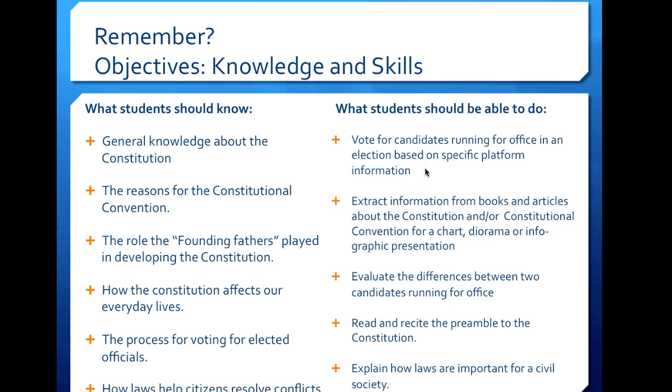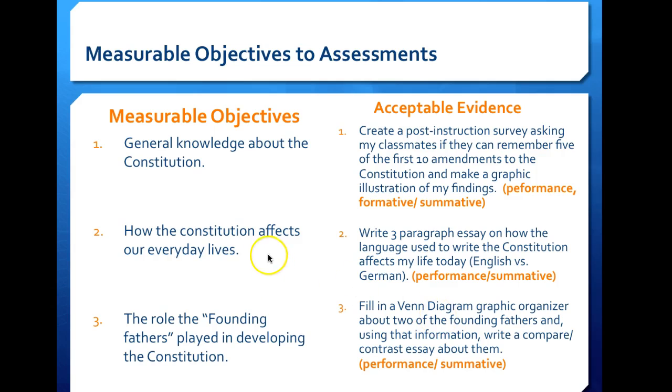Remember the objectives. We're going to go from the objectives: general knowledge about the Constitution, vote for candidates running for office, what they should know, what they should be able to do, and we're going to look at measurable objectives. Remember the SMART objectives? The objectives go to the assessment, and if they're SMART objectives, you can assess it. It is accessible. You can find ways to do it. If it's not a SMART objective, if it's too vague or general, it'll be really hard to figure out how to assess the objective.